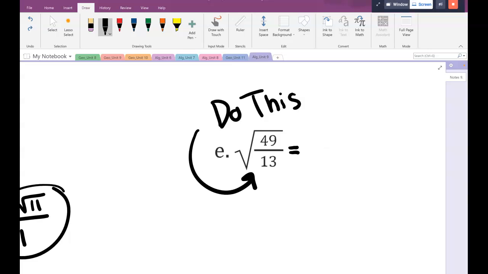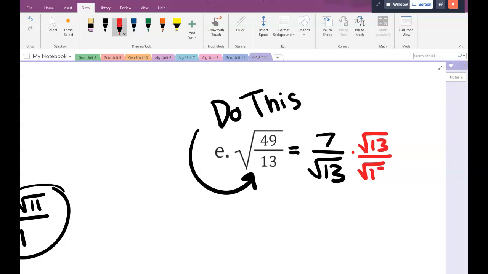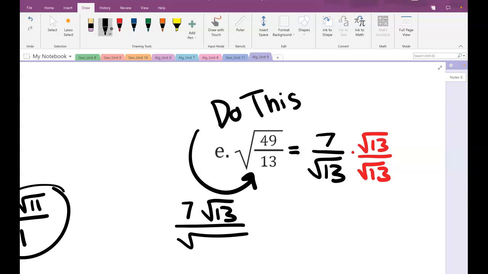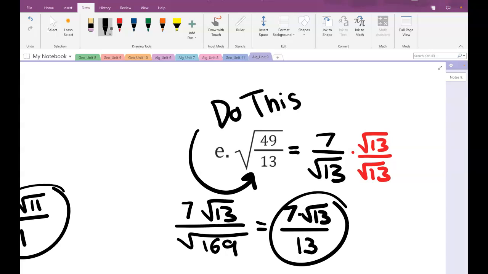So this is square root of 7. Square root of 49 is 7. This is square root of 13. So to get square root of 13 out of the denominator, we have to multiply both by the square root of 13. So you'd have 7 square root of 13 divided by 169. The square root of 169 is 13. Again, it's the number that we started with without the square root on it. And then 7 times square root of 13. So that's your final answer. You can't simplify 7 over 13 into anything nice.